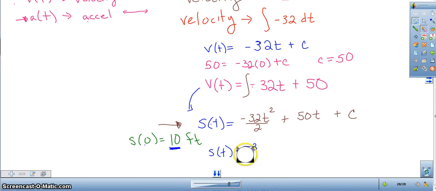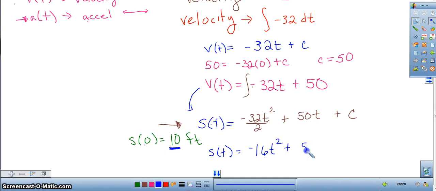So my position function is negative, I'm going to change that. How about we just make that negative 16 instead of 32 over 2. Negative 16t squared plus 50t plus 10. Now I use 0 for all of these. They might give you 1 or 3. It's the same thing. You just have to do algebra to find c. So this is my position function.